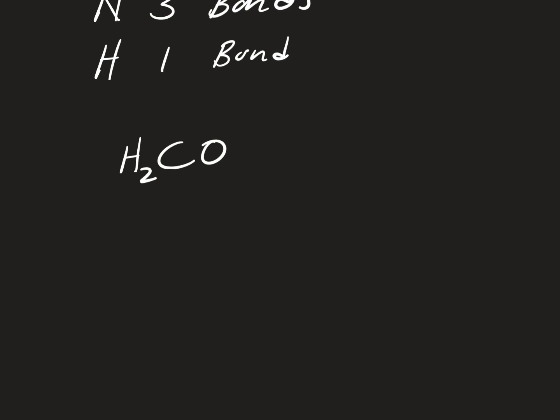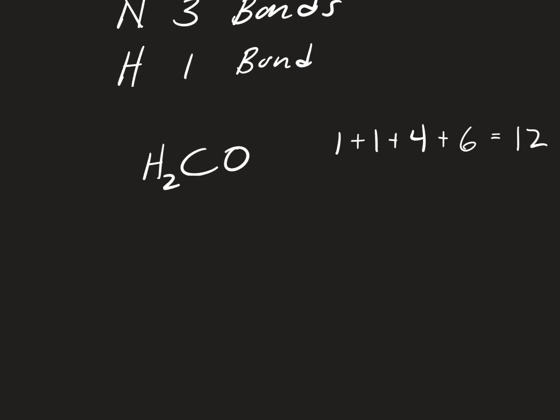All right, so we're going to count up the valence electrons. We've got 12 valence electrons total: 1 from each hydrogen, 4 valence electrons from the carbon, and 6 valence electrons from the oxygen. Altogether, we've got 12.